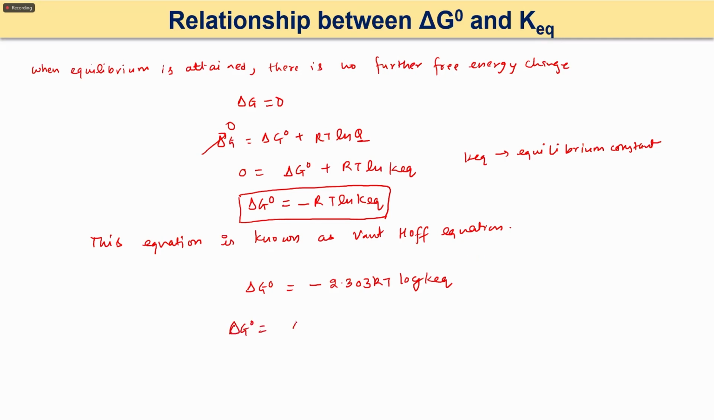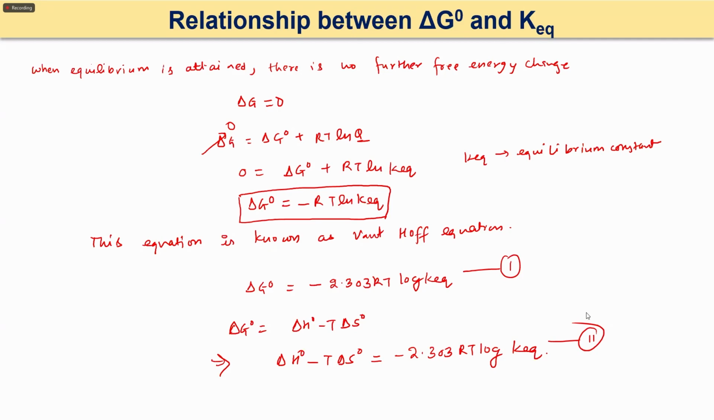So this implies that delta H naught minus T delta S naught will also be equal to minus 2.303 RT log of K equilibrium. Just remember these equations.